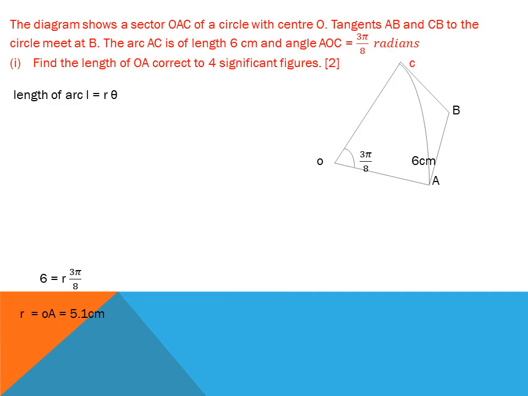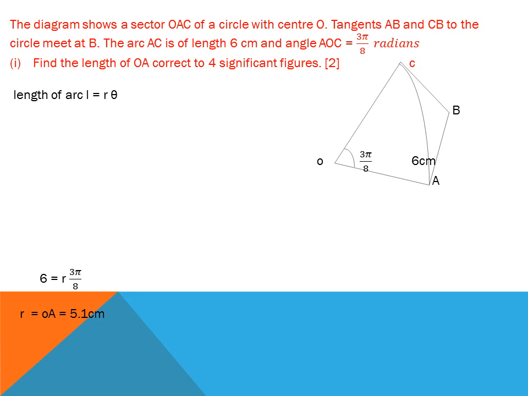Now, this question is related to mensuration, which you have already done in O level, so it's very easy. The diagram shows a sector OAC. Here the angle at A is 90 degrees, and the angle at C is also 90 degrees. The tangents AB and CB to the circle meet at B. Tangents mean the angle at C is 90 and the angle at A is also 90. The arc AC has length 6 cm, and angle AOC is 3 pi by 2 radians. Find the length of OC, correct to 4 significant figures.